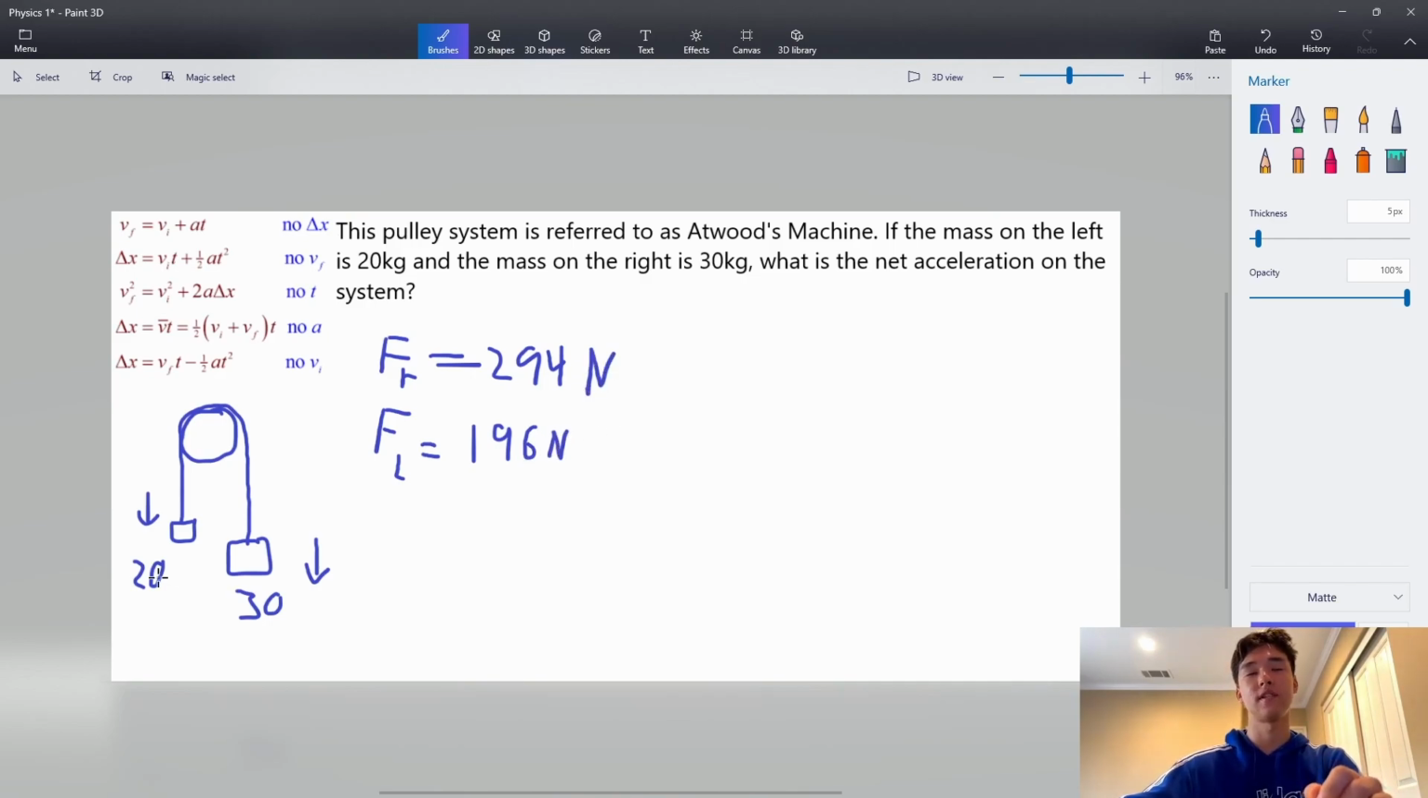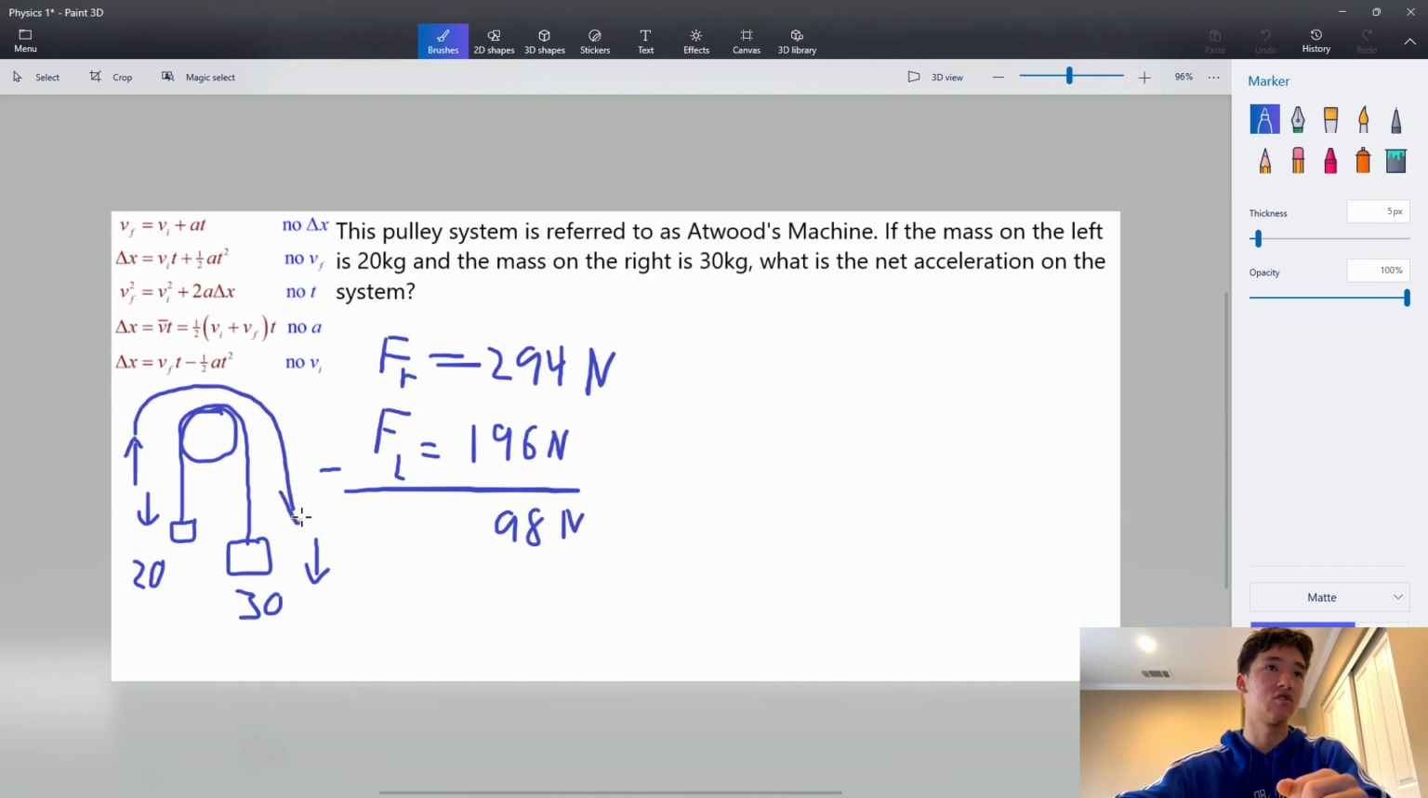Now, they're working in opposite directions. So what are we going to do? We're just going to subtract them from each other, because they are in opposite directions and they're not adding on to each other. They're conflicting forces. So our total net force is just going to be 98 newtons. Since this one is heavier, it will eventually be going down, and this 20 will be brought up because of the conflicting forces. So it's 98 newtons going in this direction. That is our net force.